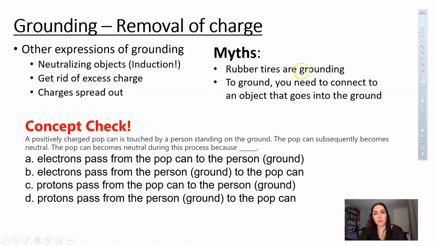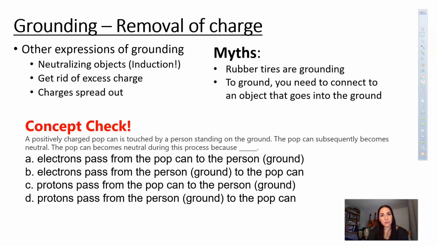So some myths: rubber tires are grounding. They're insulators, so to use the word grounding is not correct. They do connect to the ground, but electricity wouldn't be able to travel through them because they are insulators. Another myth about grounding is that you need to connect to an object that goes to the ground. You don't need that necessarily. Some people will ground to pipes, which is okay in certain situations, and you might need to do that. I'm not saying it's wrong, but you don't actually need to physically touch the ground to ground. Grounding means removal of charges, so just know that.